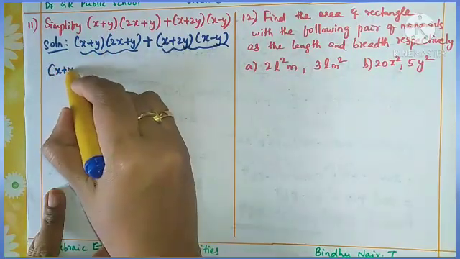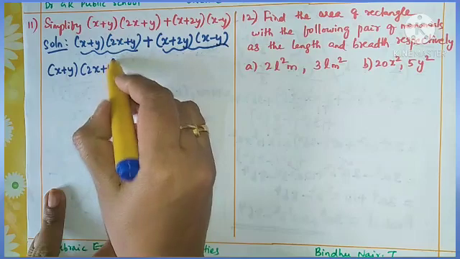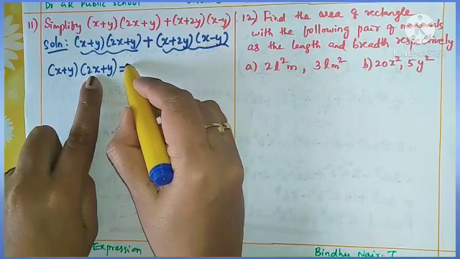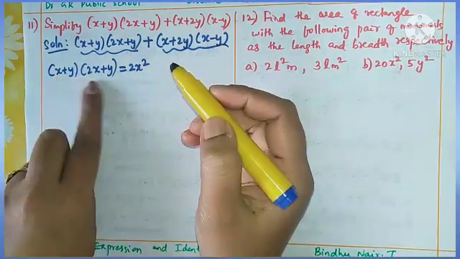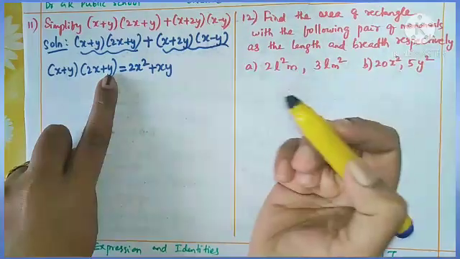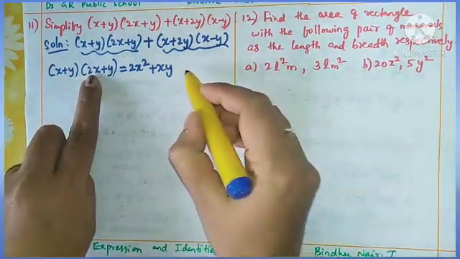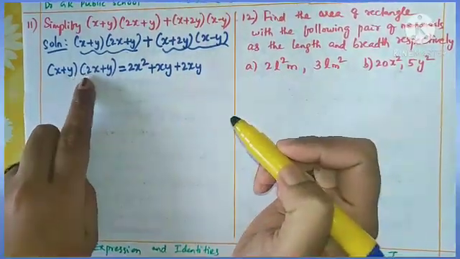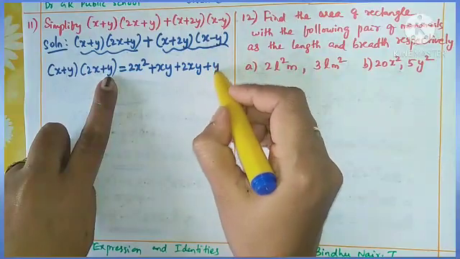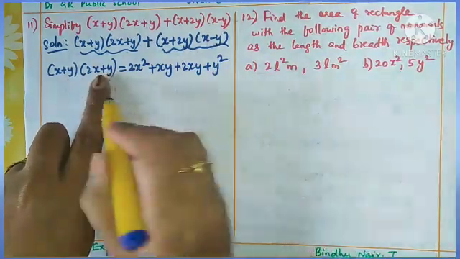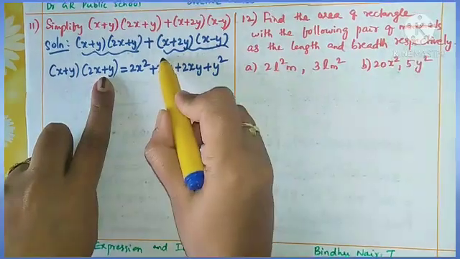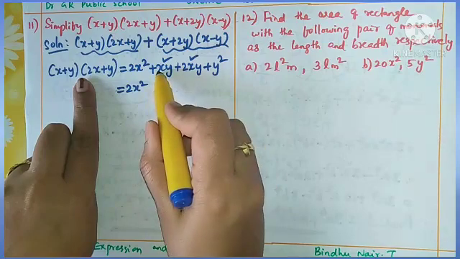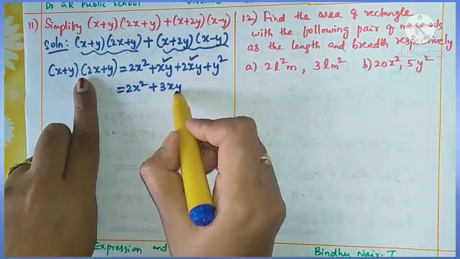So (x plus y) into (2x plus y). Already we know multiplication. So do it carefully. First x into 2x, that is 2x square, then x into y, that is xy, over. Then y into 2x, again 2xy. Here no minus sign is there, so you can write it freely. Then y into y, that is y square. Okay, so those 2 brackets are multiplied. Now you see here like terms, xy is there, collect this. So 2x square, 1xy, 2xy, that is 3xy plus y square.